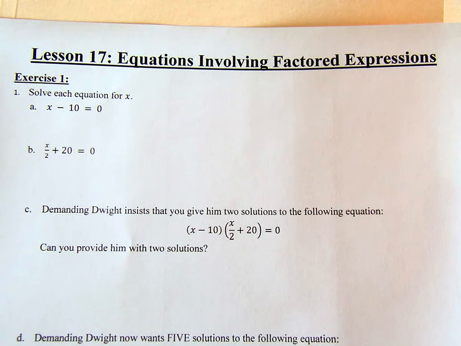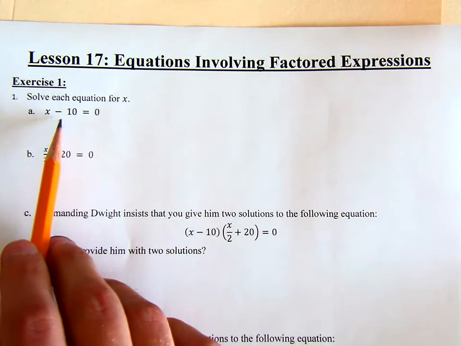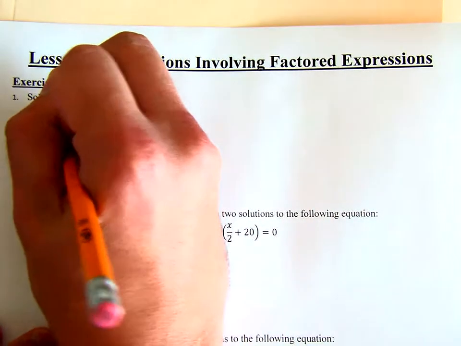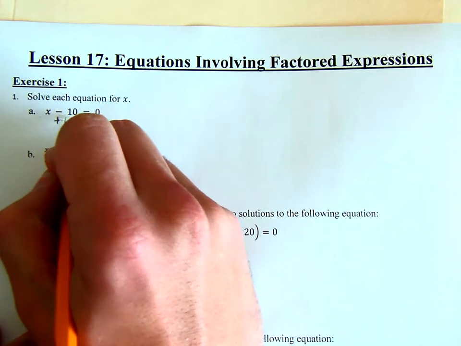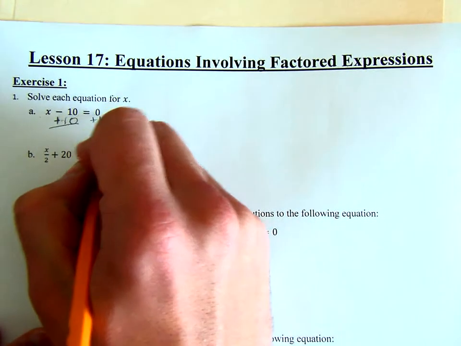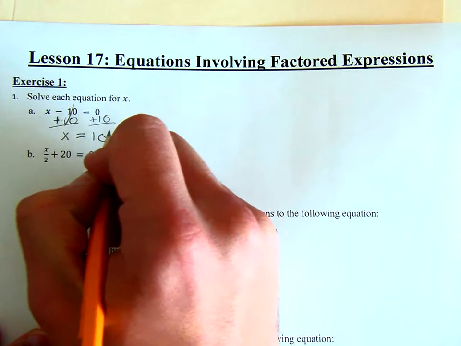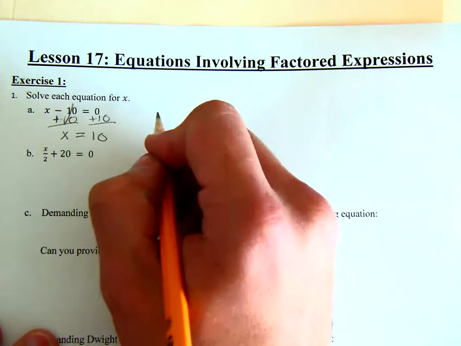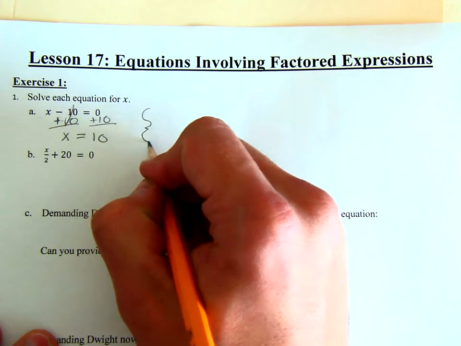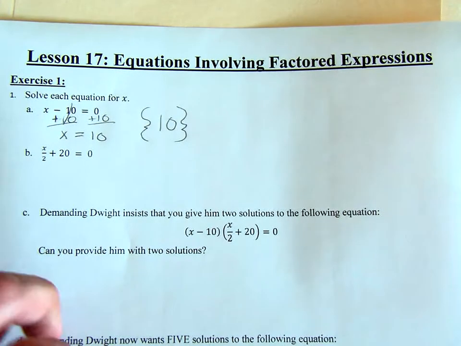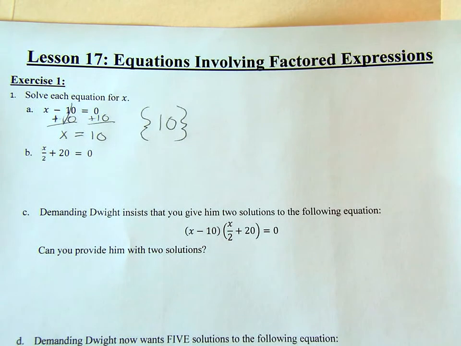So in order to get x by itself, what we have to do on both sides is do the opposite. We have x minus 10, so we're going to have to add 10 on both sides. So add 10, and add 10. So we get that x is equal to 10. Then in our solution set, in our curly brackets, we're going to say that the solution is 10. Now let's go on to the next one.